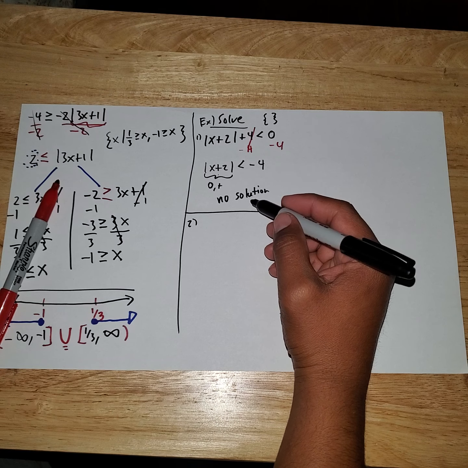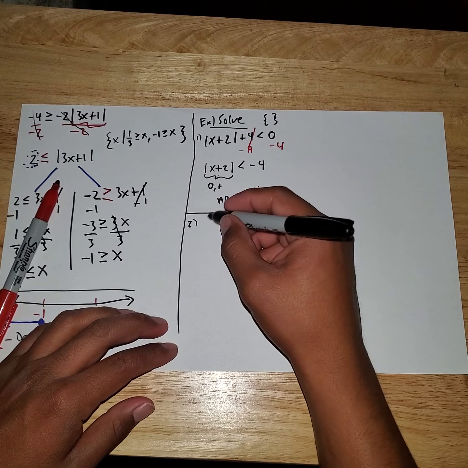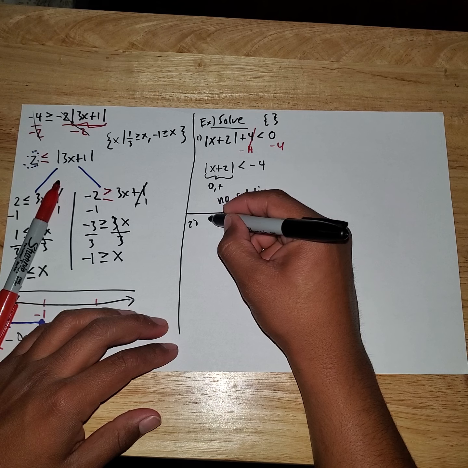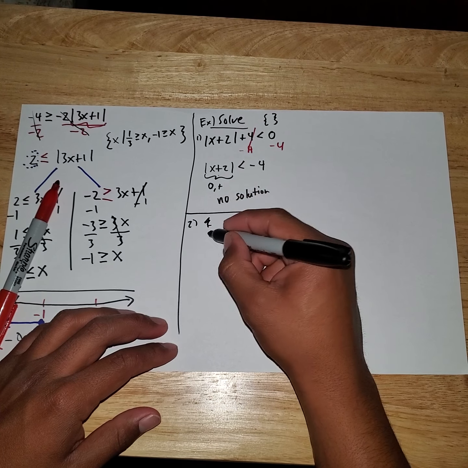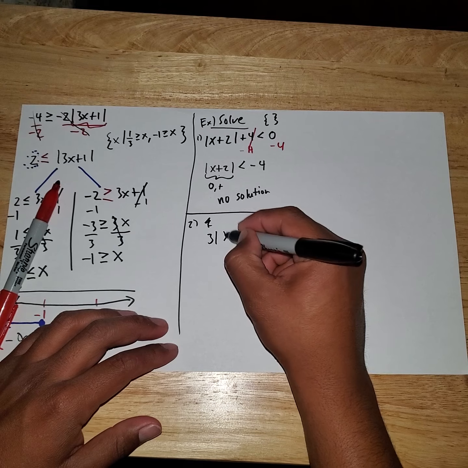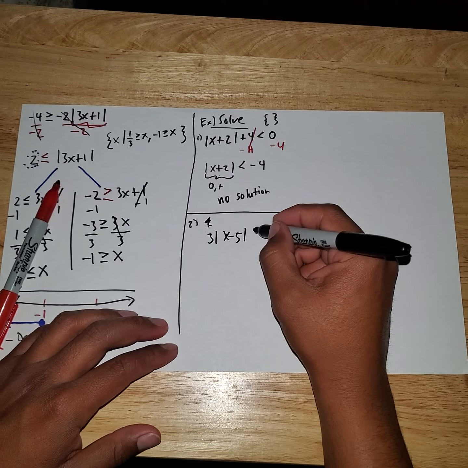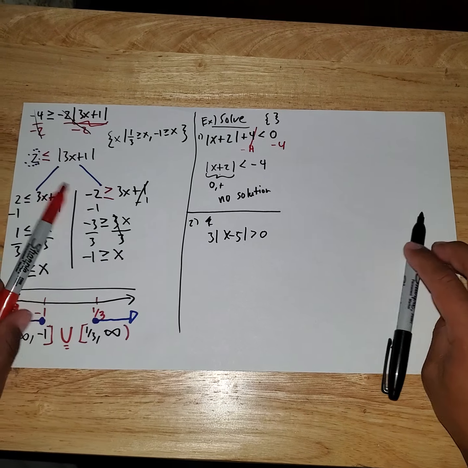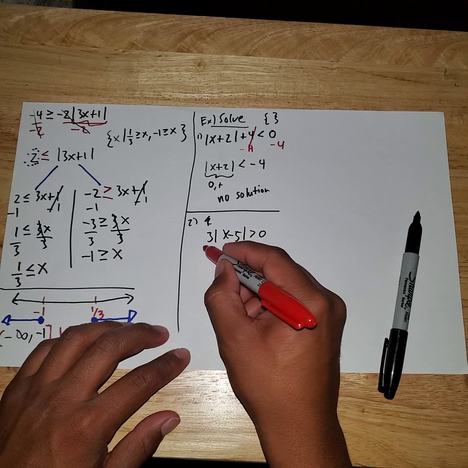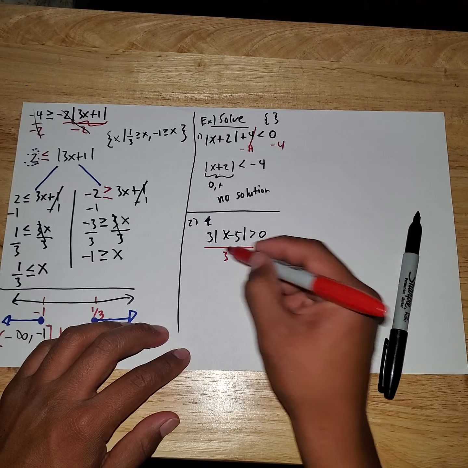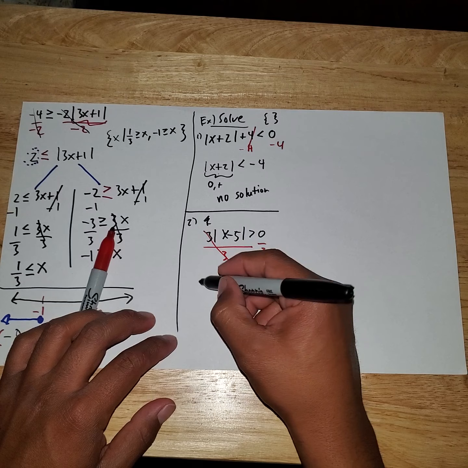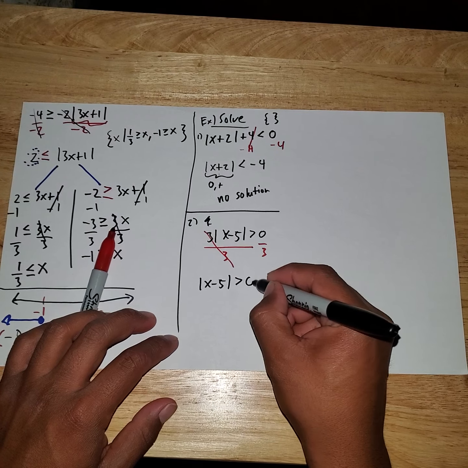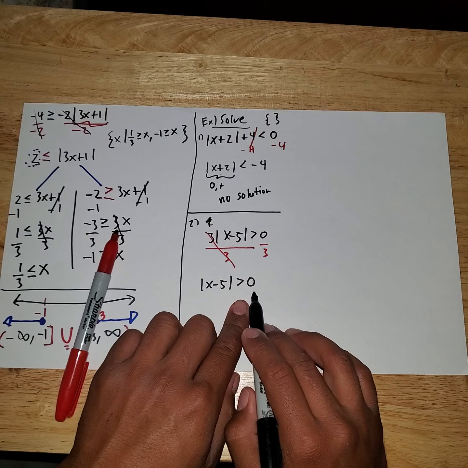and that would be, let's say we have the absolute value of 3 times the absolute value of x minus 5 greater than 0. So remember, we want to isolate our absolute value first. So we divide by 3 on both sides. That leaves the absolute value of x minus 5. 0 divided by 3 is still 0. And we have to stop.